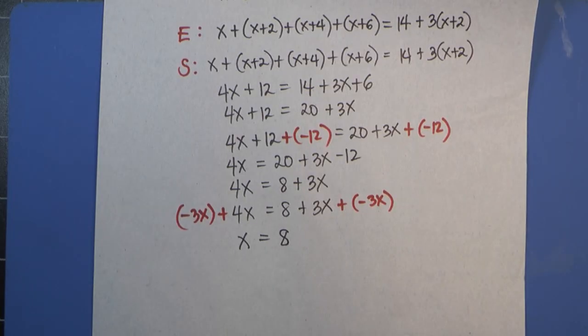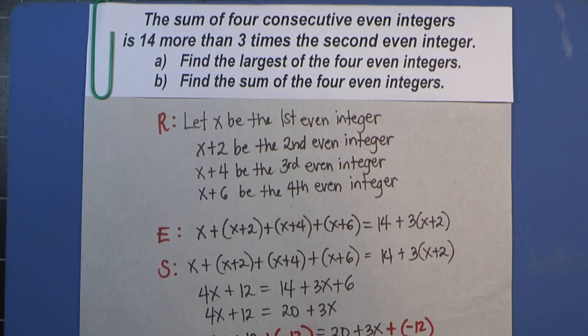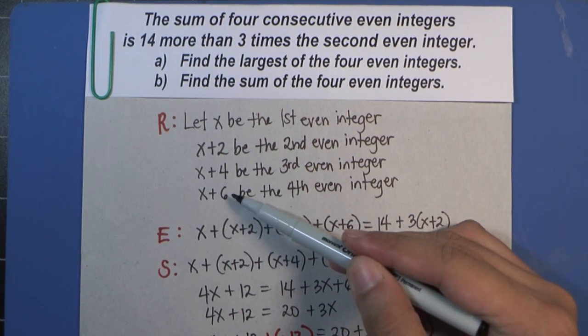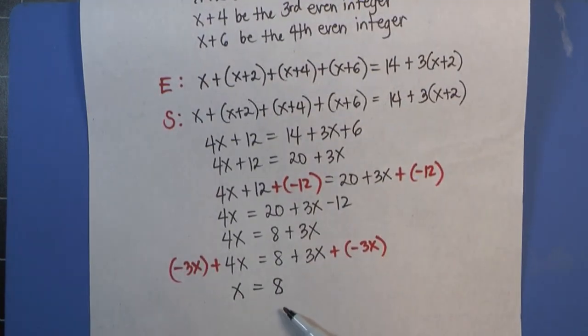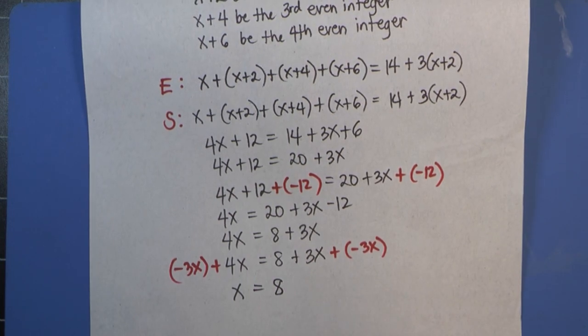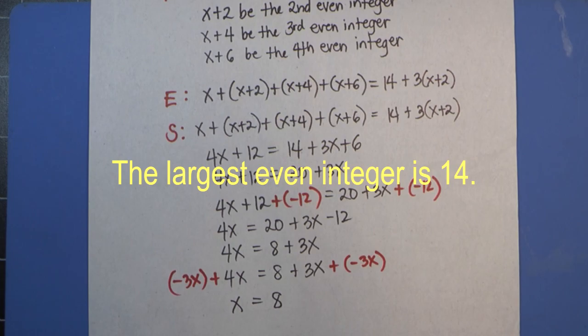Now let's answer the questions. First, we are asked to find the largest of the 4 even integers. In our representation, the largest of the even integers is x plus 6. Since x is equal to 8, then the largest of the 4 consecutive even integers is 14.